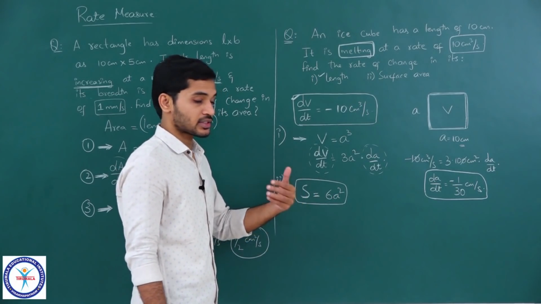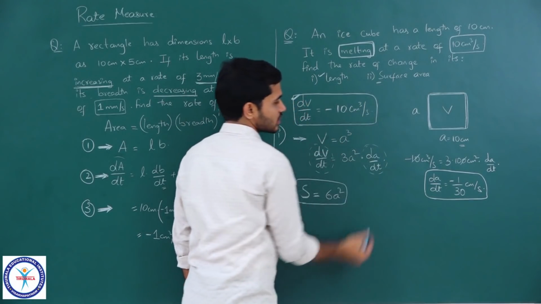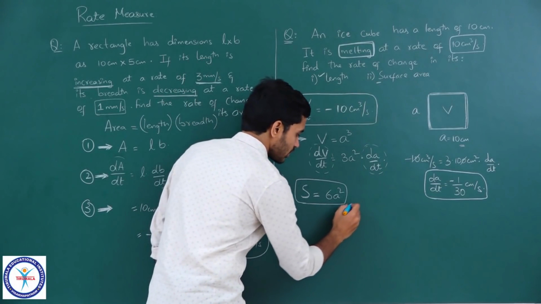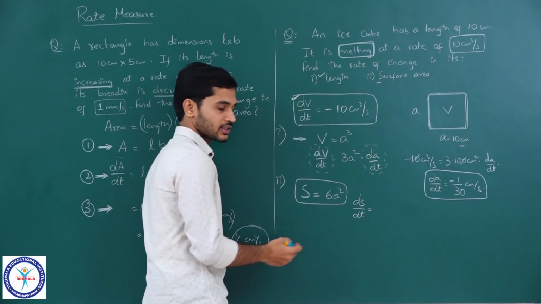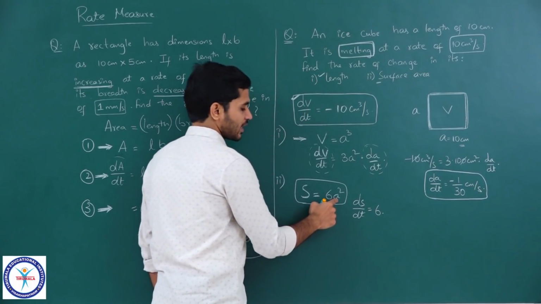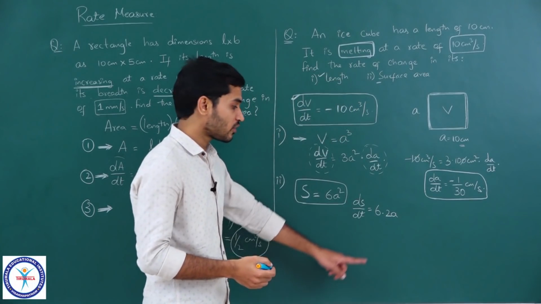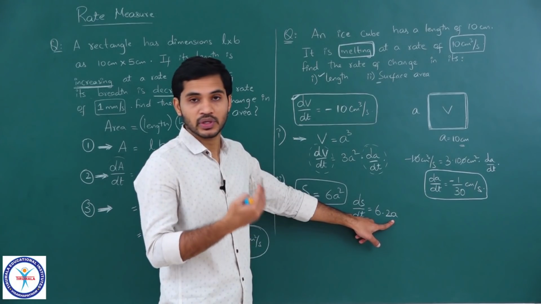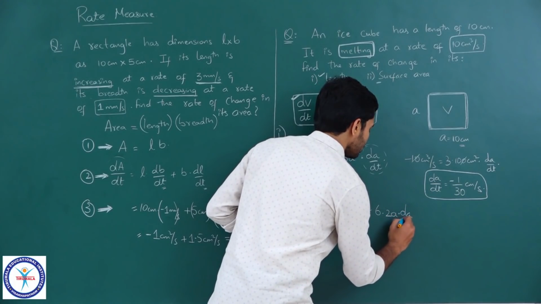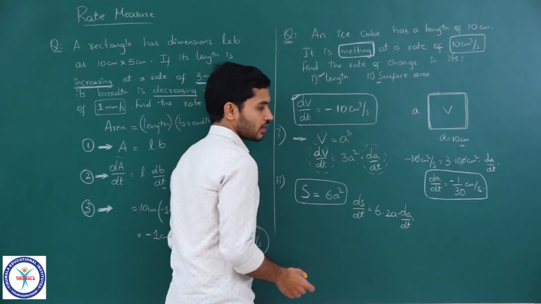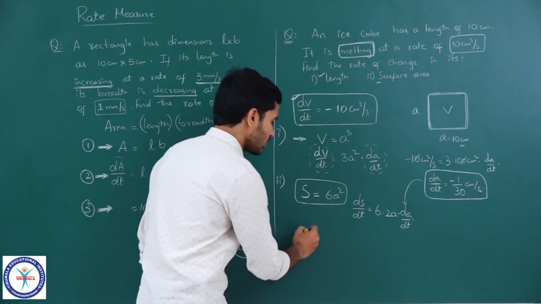Now what is the next step which we will have to do? I need to find dS by dt, the rate of change of surface area. So let us differentiate it. I would get dS by dt is equal to 6 into derivative of a square. What is the derivative of a square? 2a. But remember, I am not differentiating it with respect to a, I have to differentiate it with respect to time. So into dA by dt. Clear, students? And you can substitute this dA by dt which we derived into this expression, and you will directly get the value of dS by dt.